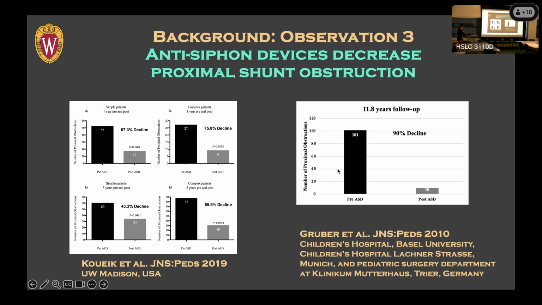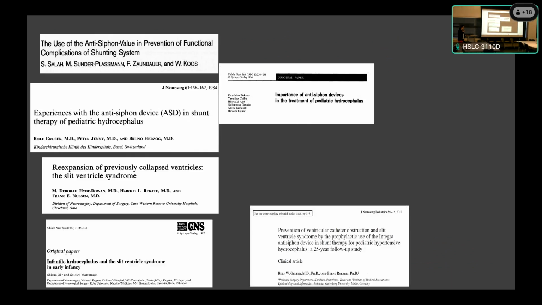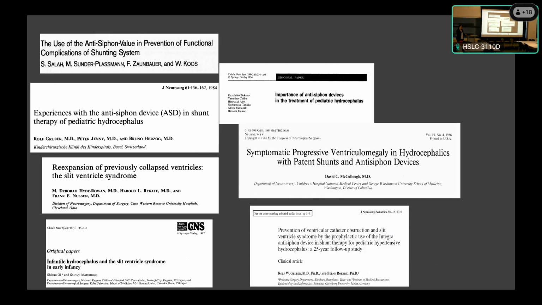Similarly, another group in Germany published a 90% decline in shunt malfunction rate, especially proximal obstruction, in patients who got 2 valves at initial shunt placement. However, at that time, they could not explain why they had this improvement in shunt malfunction. And many people over the years have shown the importance of anti-siphon devices in shunt function other than proximal obstruction.